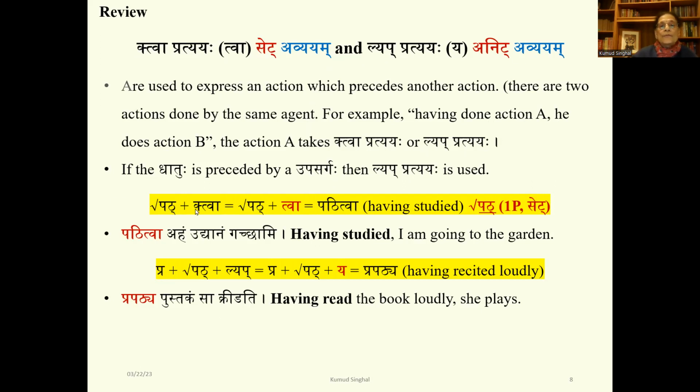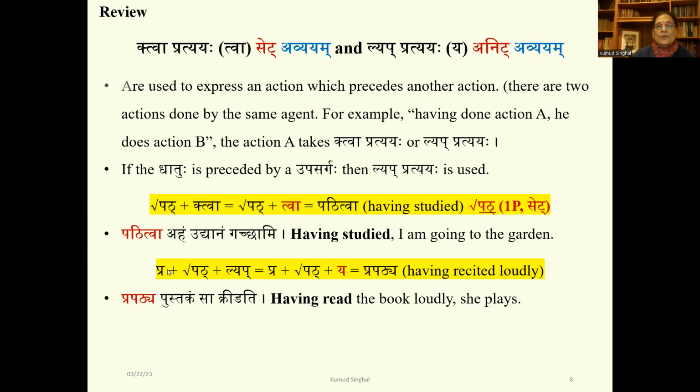So for example, if you add ktva to pat, you have pat plus tva. And since pat is set, tva is set, you add an i between them and it becomes patitva. Having studied. Patitva aham udyanam gacchami. Having studied, I am going to the garden.